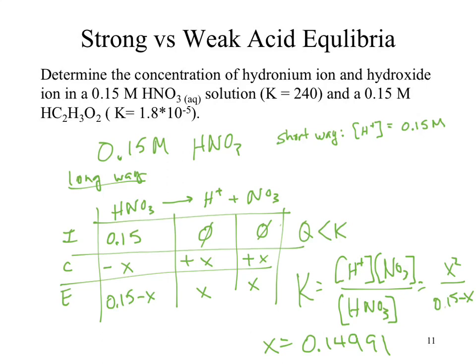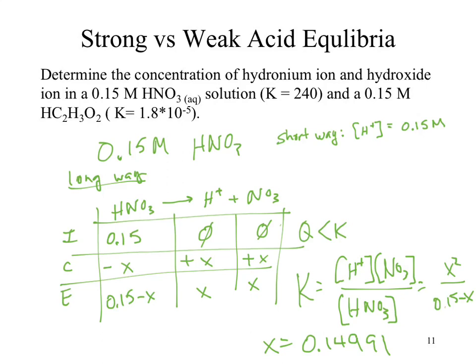0. We could go through, solve for Q. Q by definition will be less than K, which means products need to form. We can put in the positive signs there and a negative for our reactant. We can substitute in X. Say X is our concentration of HNO3. What's our concentration of H plus going to increase by? X. How do you know it's just X? The coefficient from the balanced equation.